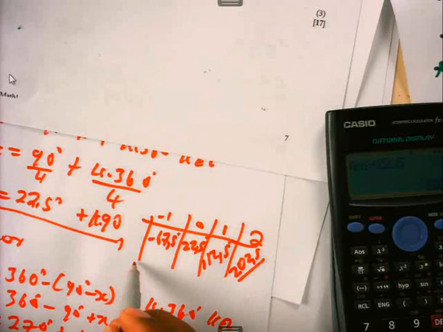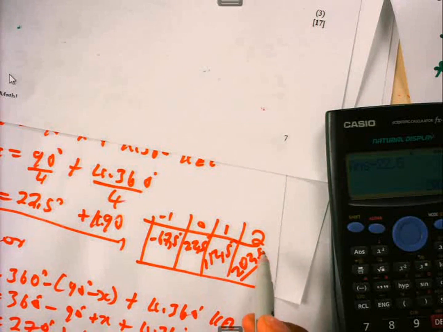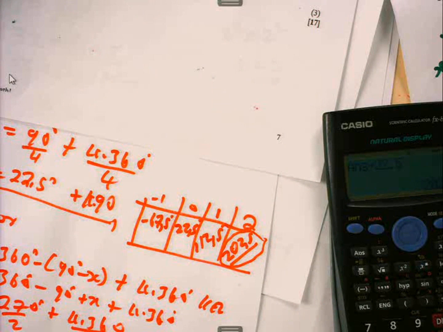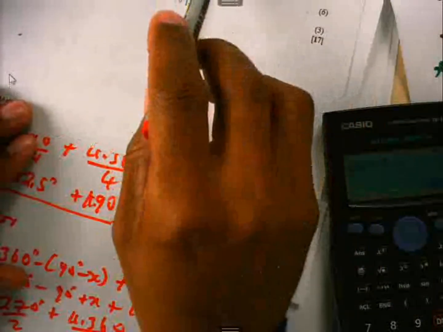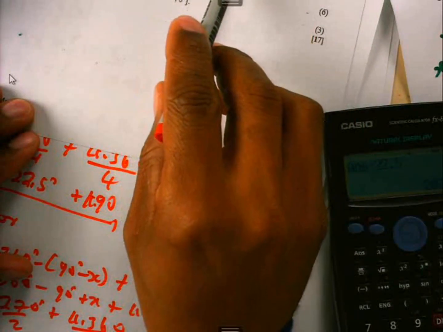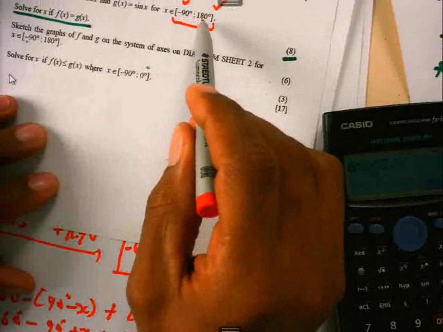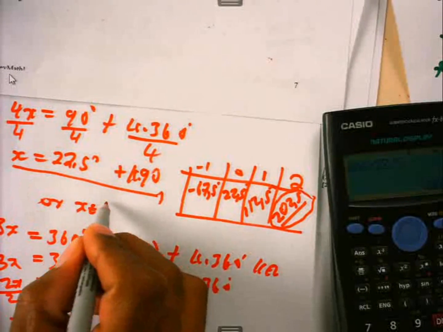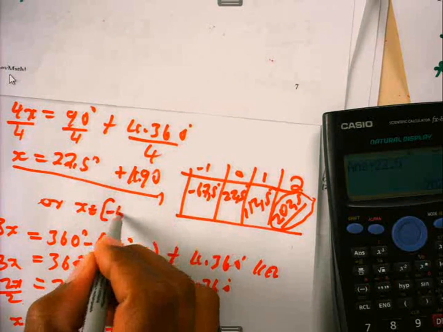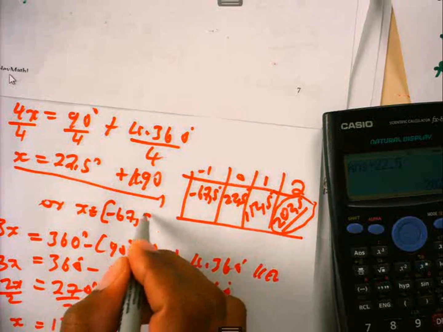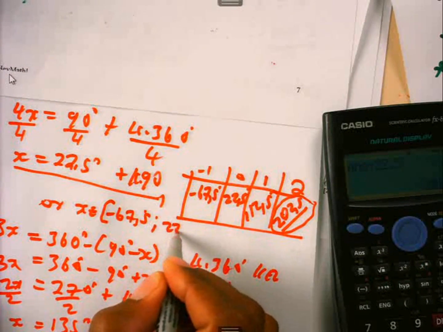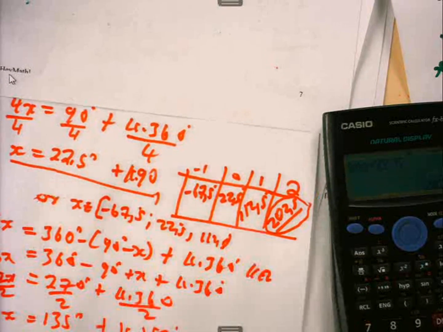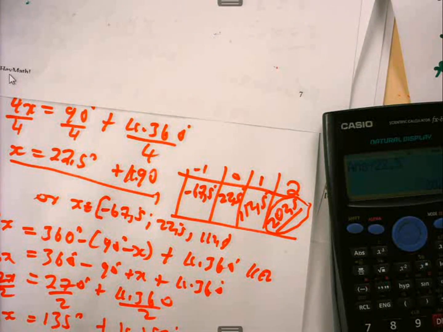Of course, for this one, we are happy, but immediately I can make a conclusion to say, okay, this one is not part of the solutions. Why? Because remember we are working within the interval, minus 90 to 180. Good. Now, the first one, the solutions there are x is an element of minus 67,5, and then also 22,5 and 112,5. This one is between minus 90 as well as 180.